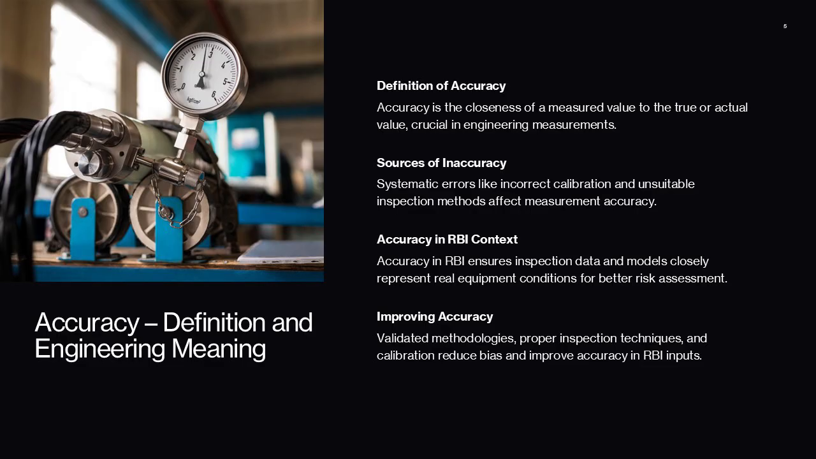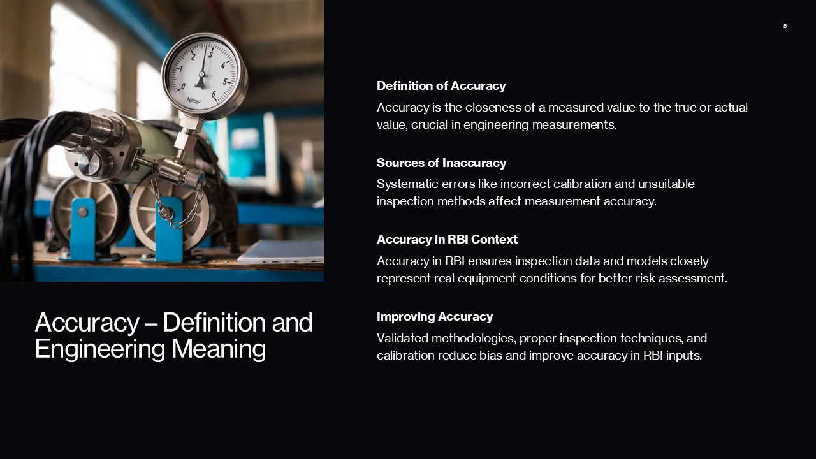Accuracy is defined as the closeness of a measured or calculated value to the true or actual value. In engineering terms, accuracy is primarily affected by systematic errors or bias. Examples include incorrect calibration of ultrasonic thickness gauges, inappropriate corrosion models, incorrect material property assumptions, or using inspection methods that are not suitable for the damage mechanism present. Within the context of RBI as described in API guidance, accuracy reflects how well inspection data and analytical models represent the real condition of equipment.